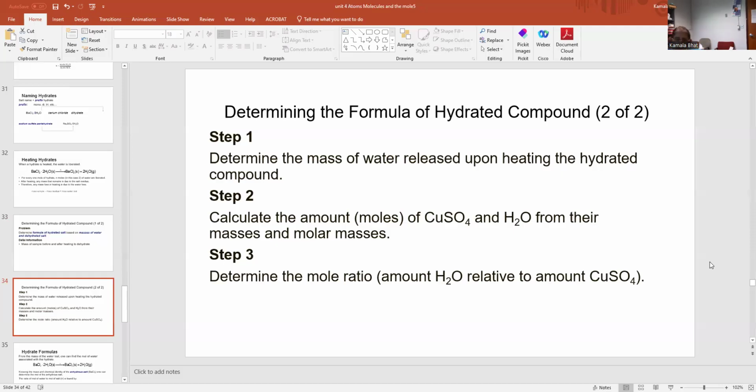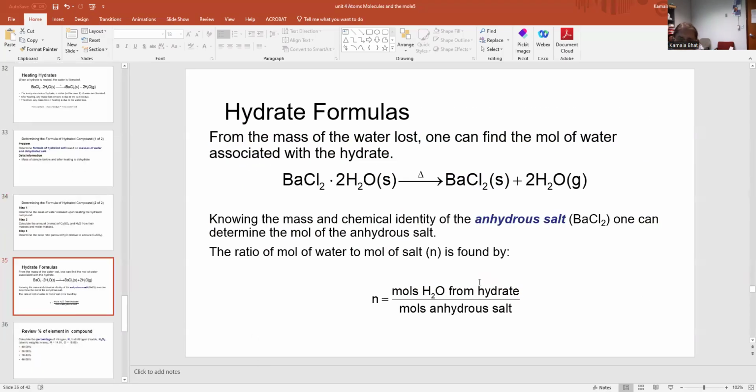It has a beautiful turquoise blue color. When you heat it, the dehydrated copper sulfate, or anhydrate, is colorless or ash white. Knowing the masses of both of these compounds, we can determine the mole ratio of the amount of water relative to the amount of copper sulfate. This is the general step we use to calculate: moles of water from the hydrate and moles of anhydrous salt.